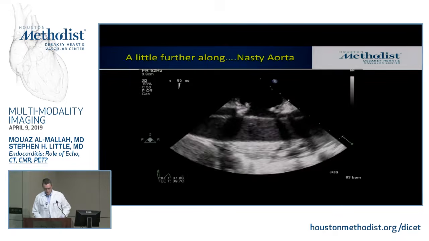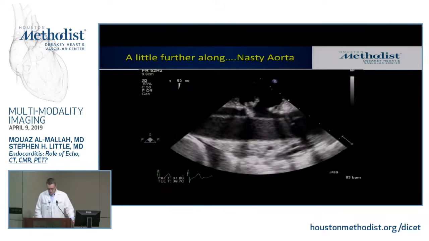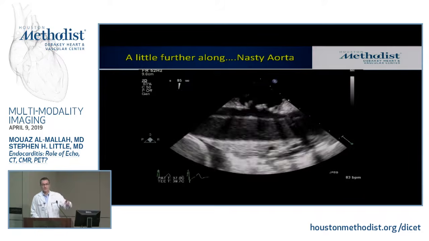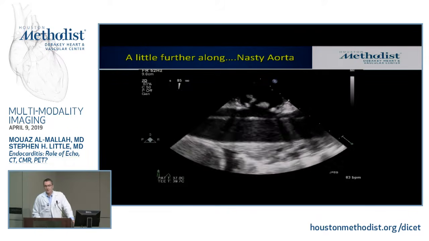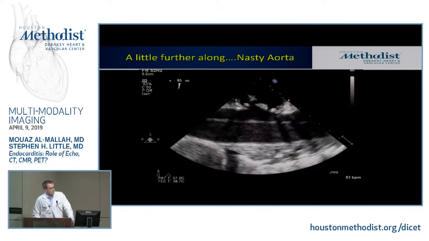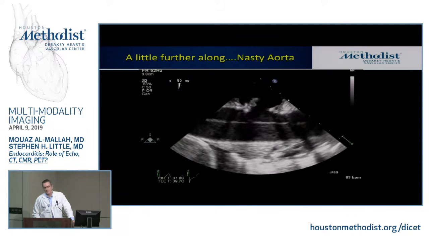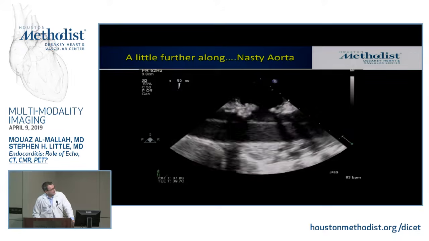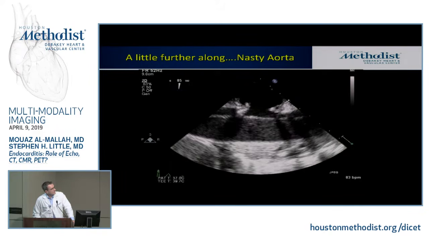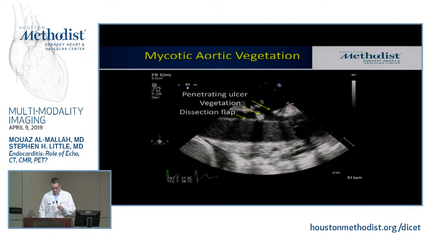Okay, we'll keep going. This is sort of the worst of all things. So this is a TEE. This is that same patient. So this is a perforation of the base of the posterior leaflet. Then a little further along, because you're not quite done, of course, and you're pulling the probe out, you're examining the aorta, and you find a dissection, another vegetation, and basically a mycotic aneurysm. That patient did not survive. That was too much for one patient.